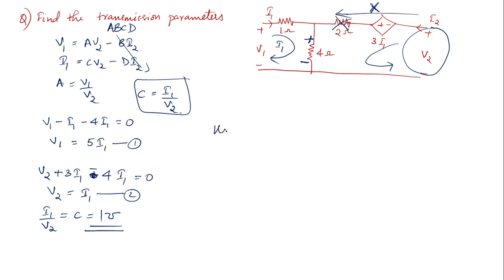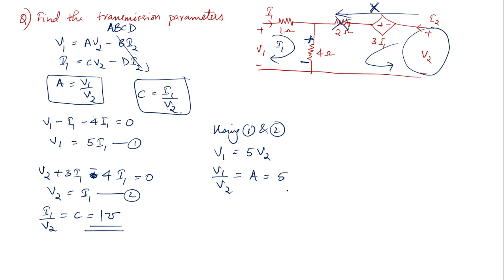Now using the first and second equation, using 1 and 2, what will you get? You can substitute 2 in 1, right? You need V1 in terms of V2. So you're going to substitute V1 is equal to 5V2. So that will be V1 by V2 is equal to, what is V1 by V2? It is A. That is equal to 5. It is unitless. Why? Because both are voltages. So you have found out A and C.